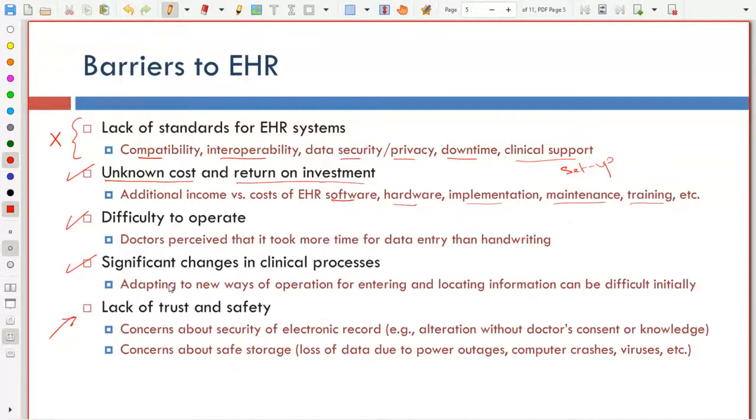But because of the lack of accessibility of the EHR, or the new way of doing things in the hospital, sometimes there is a resistance. Sometimes you know that this is better, but you don't like to change. And unfortunately, medical staff are among the people who are hardest to change.